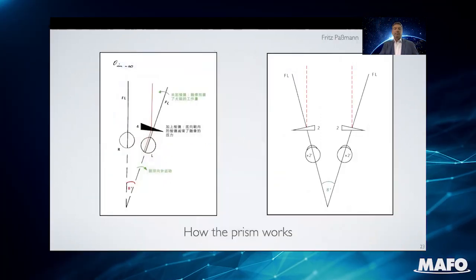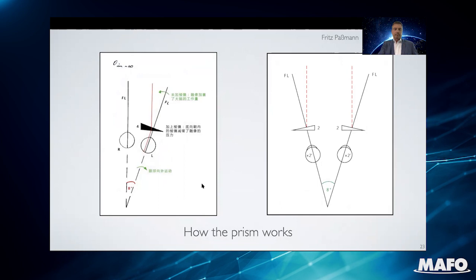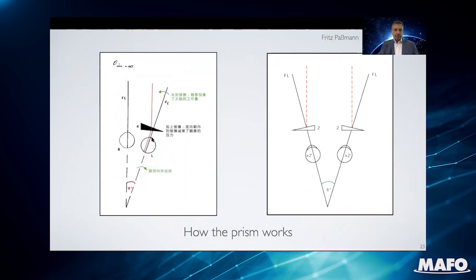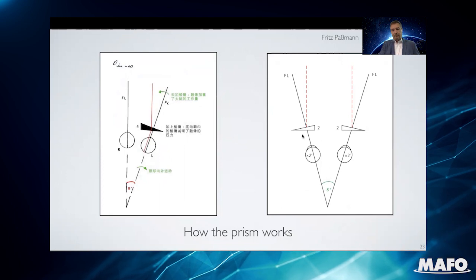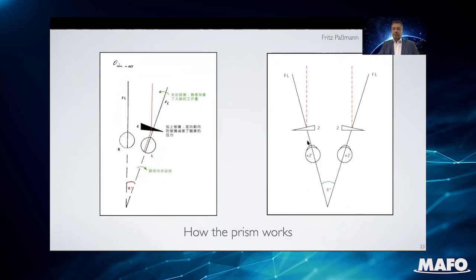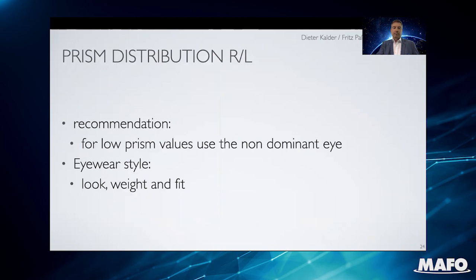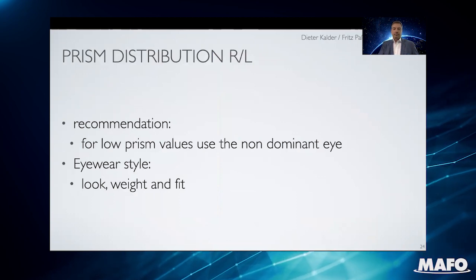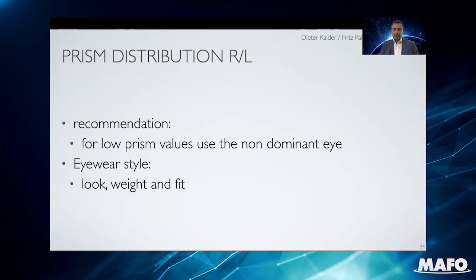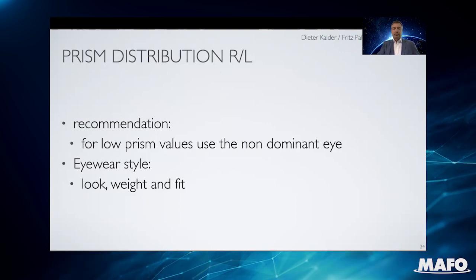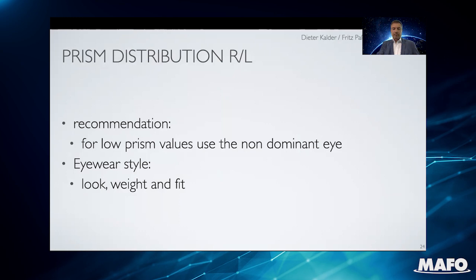Here you see the correction of a squint angle, 8 degrees, using a single prism. It is possible to distribute prisms over both eyes. Instead of using prism 4 for one eye, you can use prism 2 for each eye. However, where the prism value is low, I recommend not to distribute the prism over both eyes. Instead, use the full prism on the non-dominant eye.